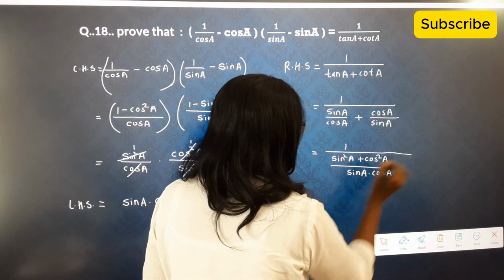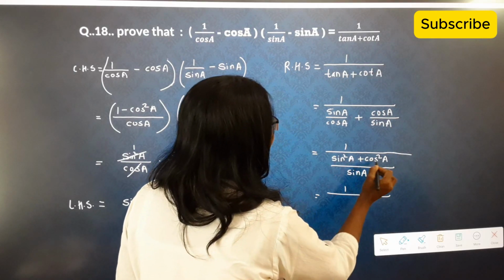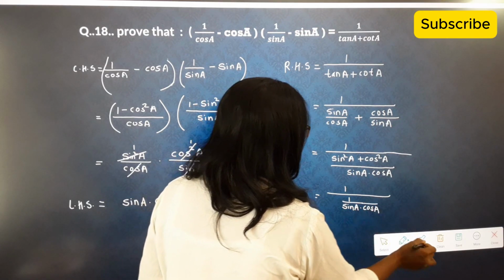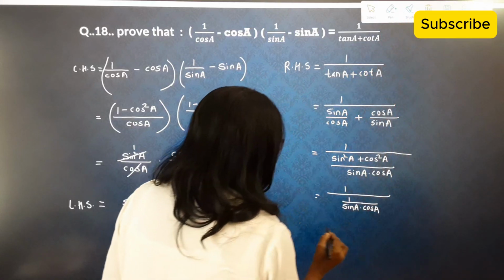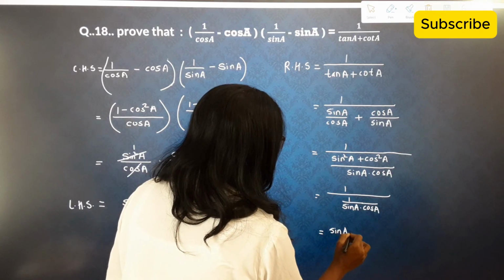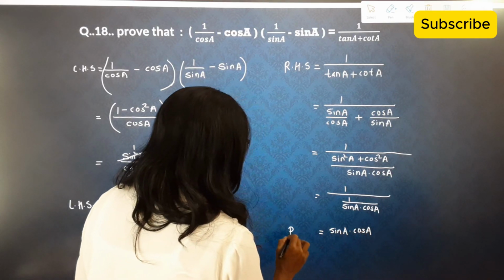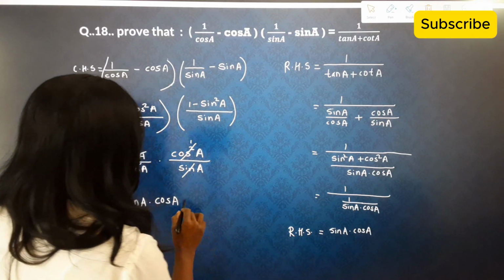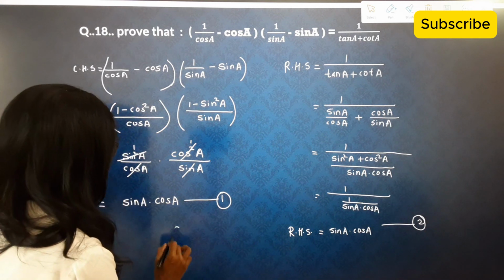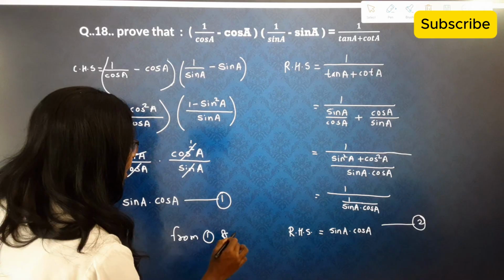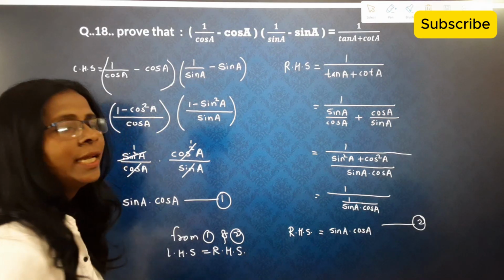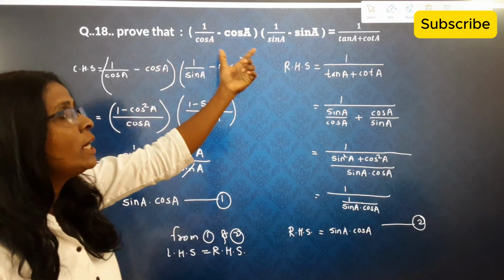So now here there is also the identity sin square A plus cos square A, that is 1. So 1 upon sin A multiply cos A. So now here, students, see carefully, that is 1 upon sin A into cos A. This answer comes from the RHS. So now see from the first and second equation, that means from 1 and 2, we can say that LHS is equal to RHS. As LHS is equal to RHS, that means we have proved it.